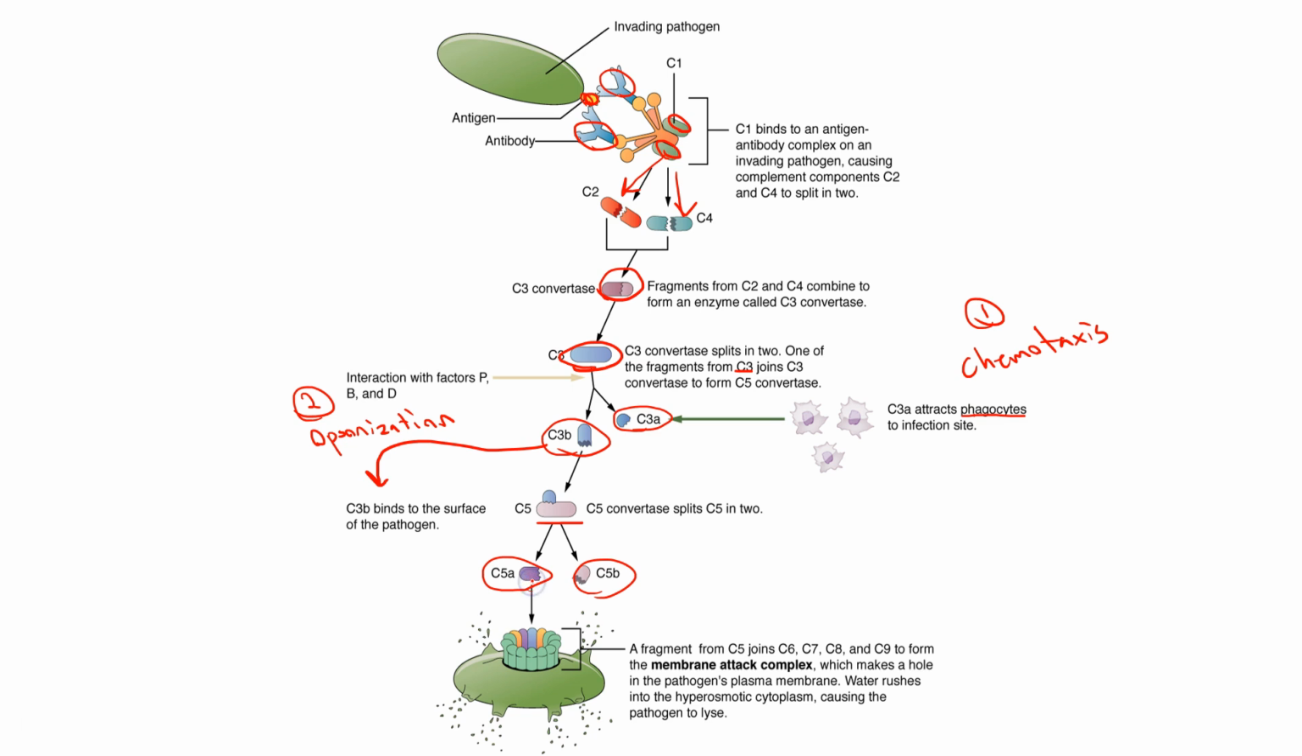C5b. It is what actually inserts and attaches to the membrane of a pathogen, and as soon as that attaches, it recruits a whole bunch of other proteins into it to form a channel in the membrane of the pathogen. And once a channel is made, there's no longer selective permeability. Stuff starts leaking out of the cell, and then it's destroyed. All right, so this whole complex of complement that forms a whole is called the membrane attack complex, or the MAC. And that would be the third way that complement is utilized to destroy pathogens.